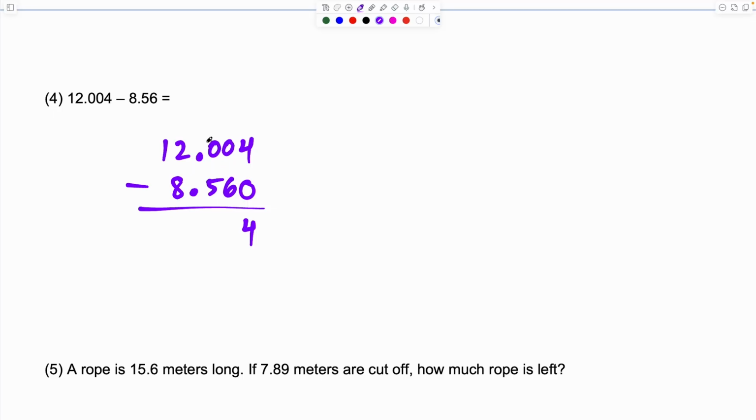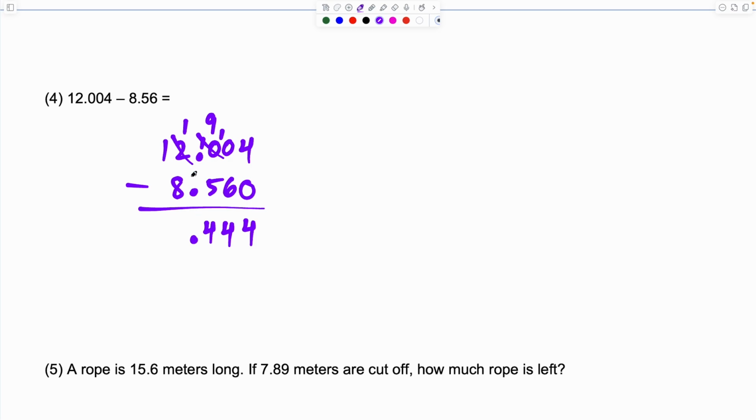So we can't borrow from this place over here. We're going to have to borrow from the ones place. So we put a 1 here, and that bumps this one up here to a 10. And then I have to borrow from this one and turn it into a 9, which brings the 1 over here. So now I can do 10 minus 6 is 4, and then 9 minus 5 is 4. Okay, so that's how this one is working out.